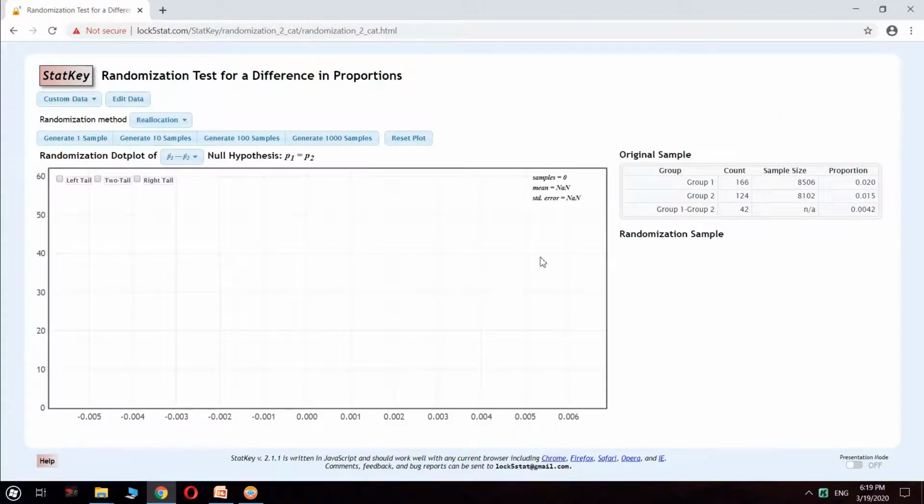And once you enter this information, you'll see it in this box here. You see group 1, group 2, and the difference in proportion is given to you in your sample statistic. So it is exactly like what we got.